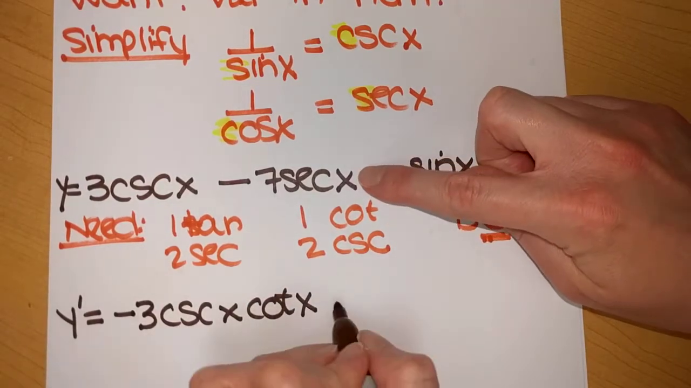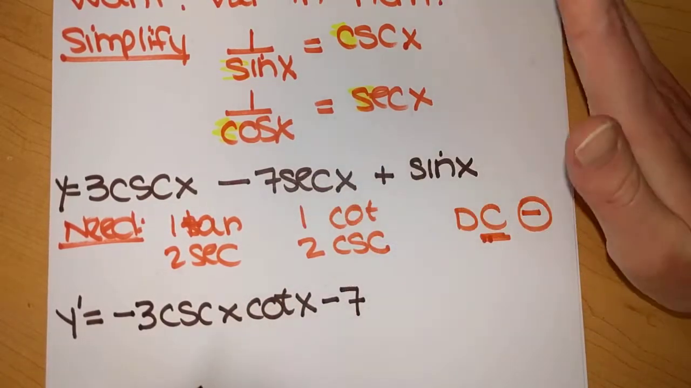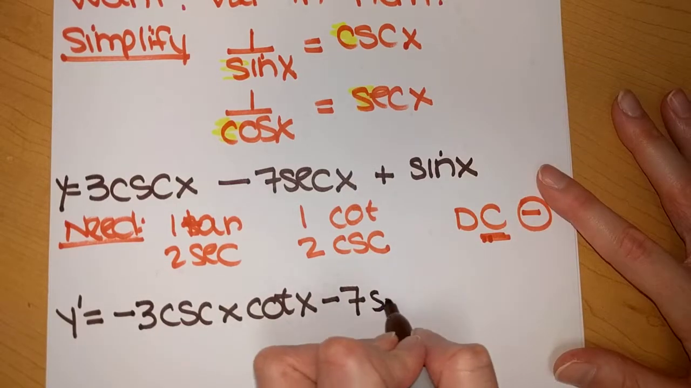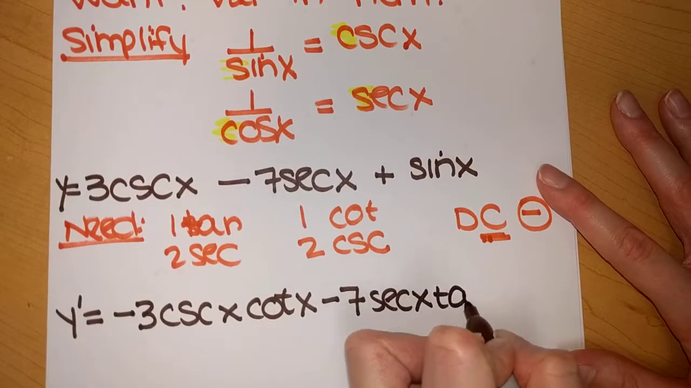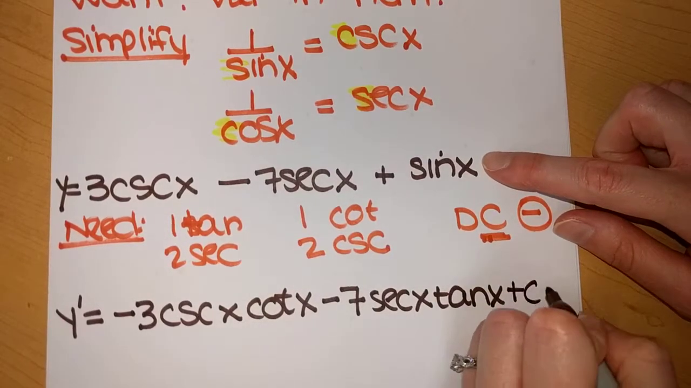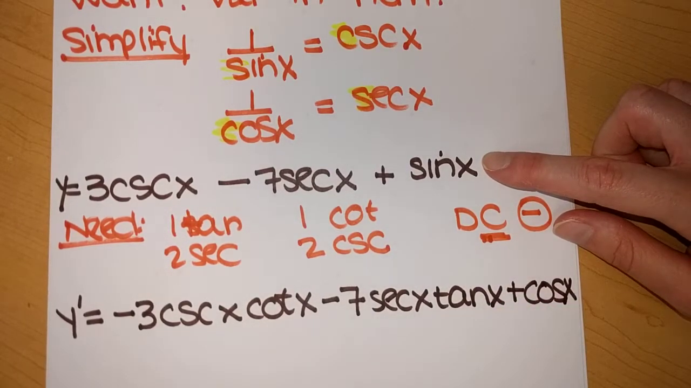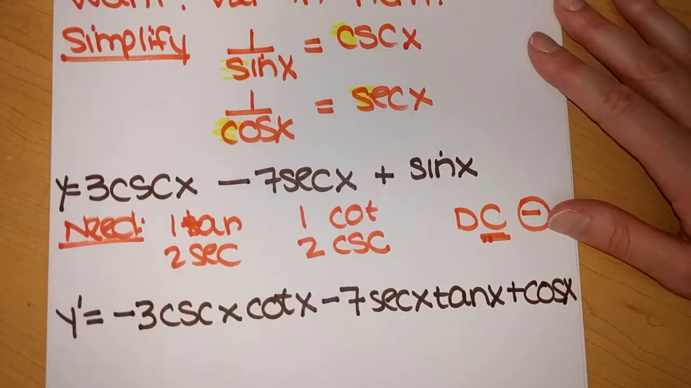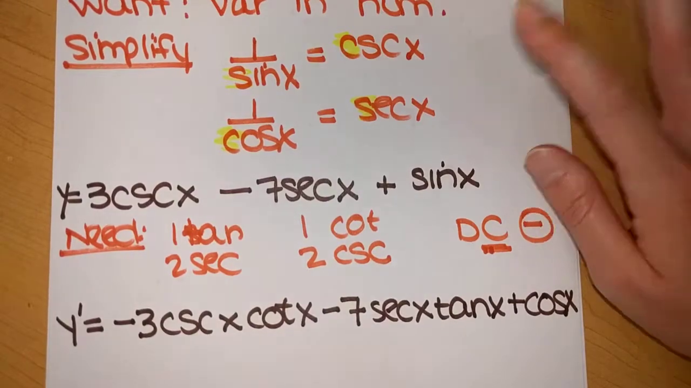Okay? Minus the 7. Now for secant, I will get a positive derivative, so that minus sign is going to stay as a minus sign. And then I have 1 secant, so I need another secant, and then I need a tangent. Okay? And then for sine, we are going to have cosine x when we take the derivative. And the great thing about this is you're done after that. You did not have to go through any quotient rule, and that was made possible by using your trig functions and their identities.